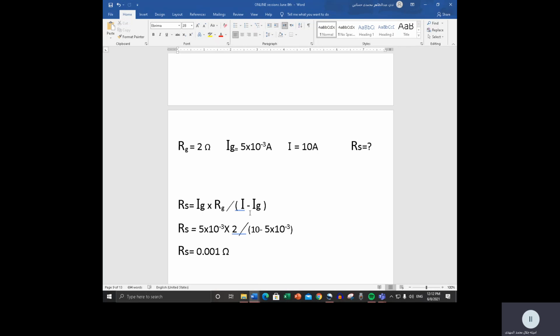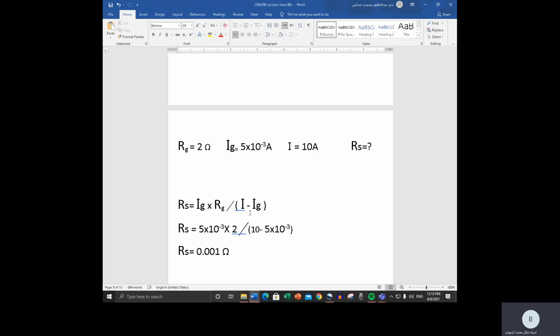Now I have everything. I have IG. Yes, I have IG equals 5 milliampere. I convert it into ampere. So it is 5 times 10 to the power of negative 3 times 2. What is 2? The value of the resistance of the galvanometer, RG, 2. Over, in the denominator, I put I, which is 10, minus IG. What's IG? 5 times 10 to the power of negative 3. I put it as it is. I have everything. I just have numbers now. And when I finish the calculations, I will end up with the value of the shunt resistance, which is RS equals 0.001 ohm. All right.